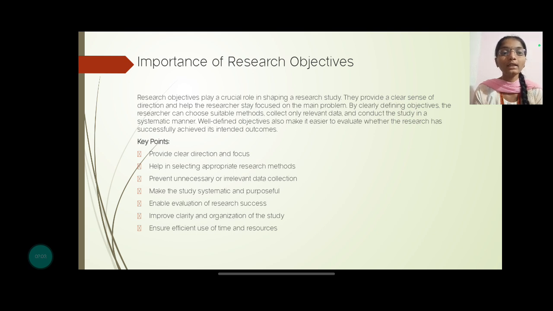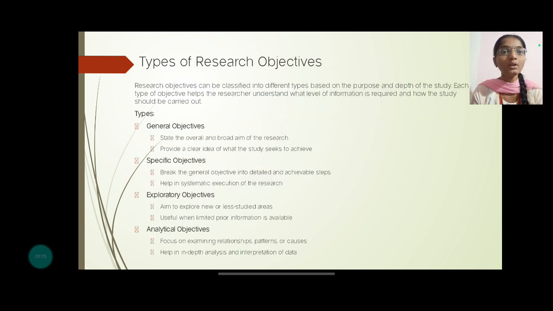They improve clarity and organization of the study, prevent unnecessary or irrelevant data collection, and enable evaluation of the research success. They ensure efficient use of time and resources, help in selecting appropriate research methods, and make the study systematic and purposeful.